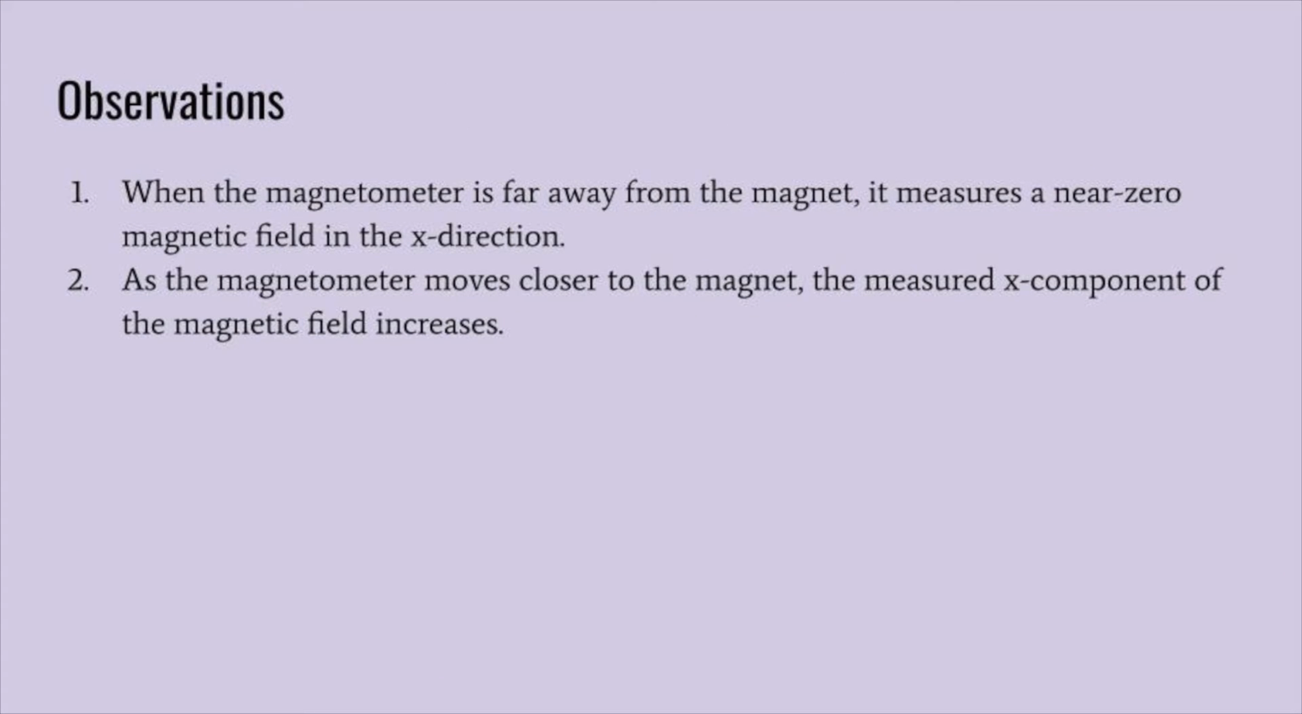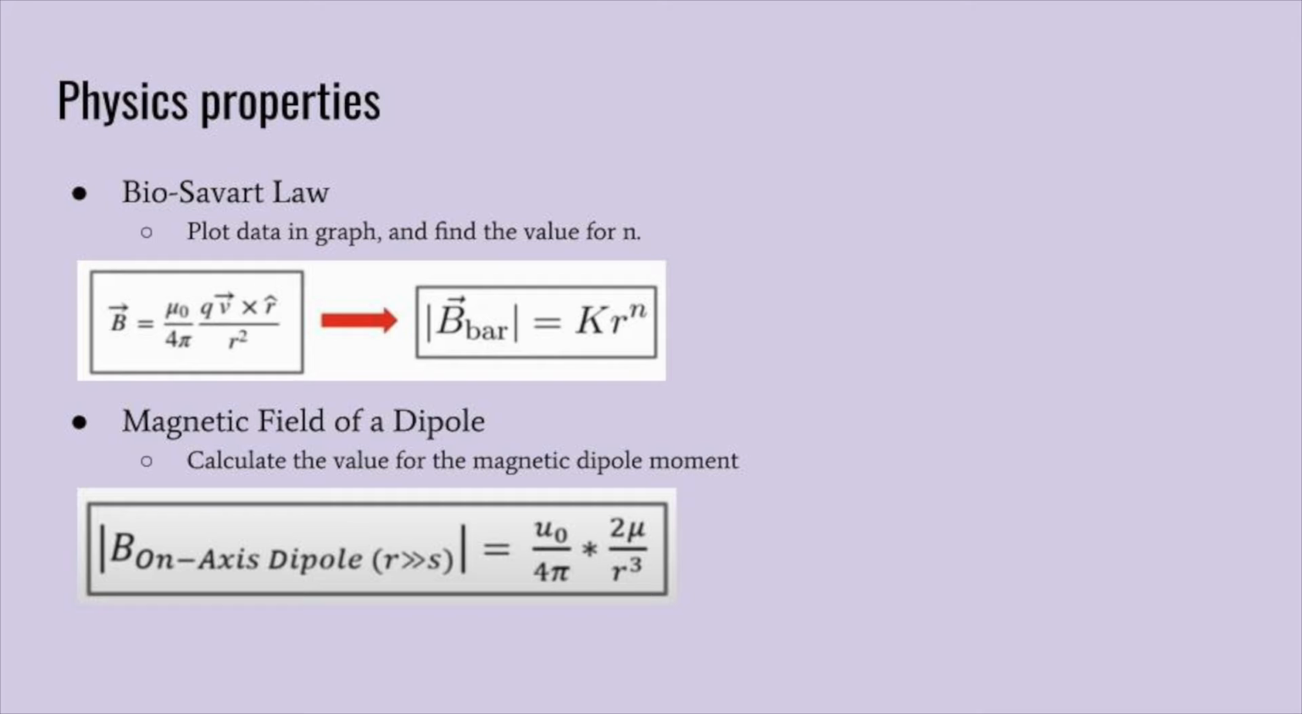Here are details that were observed while I was doing this. When the magnetometer is far away from the magnet, it measures a near zero magnetic field in the X direction. As the magnetometer moves closer to the magnet, the measured X component of the magnetic field increases.